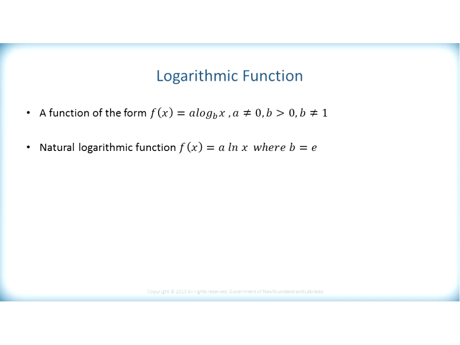A logarithmic function is a function of the form f of x equals a times log x base b, where a cannot equal 0, b is greater than 0, b cannot equal 1, and also the argument x must be greater than 0. In other words, this number right here, the argument, must be greater than 0. In a natural logarithmic function, we have f of x equals a times ln x. And now here, the base is going to be the irrational number e.